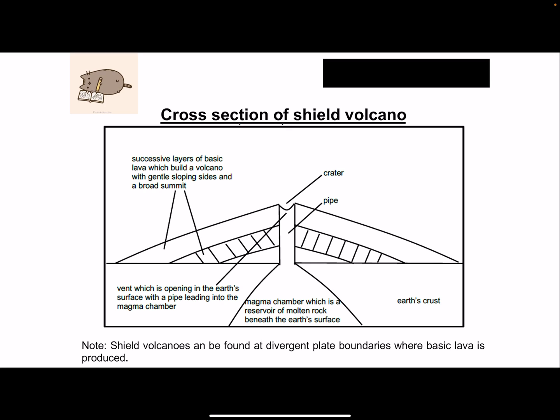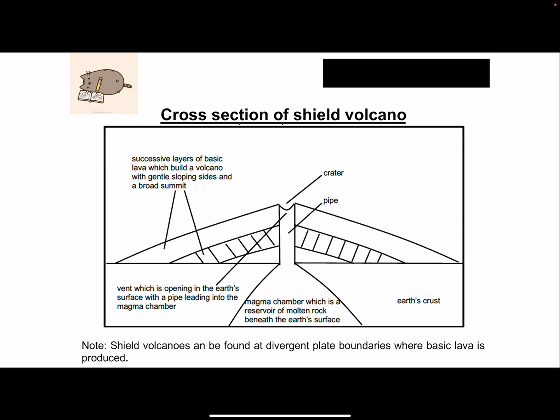The opening itself is called your vent. The top of it, where the rim is, is called the crater. If it explodes and becomes very much larger, it will be called a caldera. Okay, so magma chamber, Earth's crust, these are your general things that you need to put down for a cross section of a shield volcano.